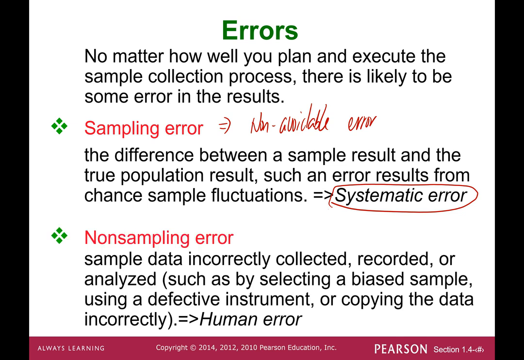And also we have non-sampling error, and this is what we call avoidable. You can avoid the non-sampling error. It's also called human error. That's why you can avoid it, just by being more careful, following the procedure more carefully, and recording the data properly. Then you can avoid the non-sampling error. So non-sampling error occurs when the sample data is incorrectly collected, recorded, or analyzed.